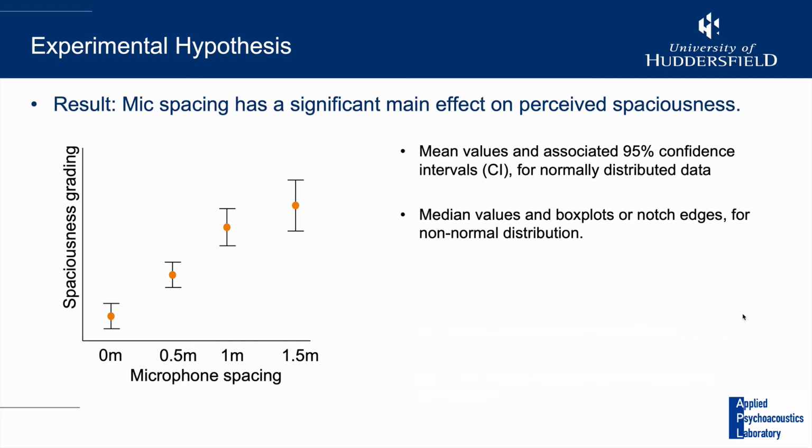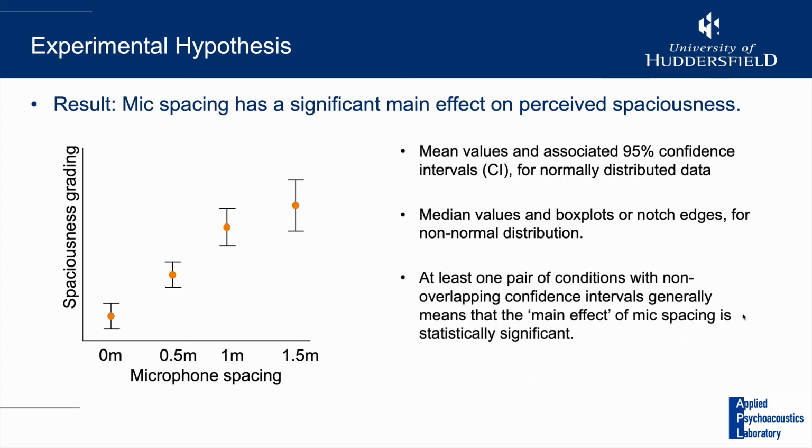The subject grades each condition either in an absolute or relative comparison manner, and we can firstly visually inspect the data using the average values or error bars. In case of normally distributed data, we use mean values and 95% confidence intervals. But if the data are not normally distributed, then median and box plots or notch edges should be plotted instead of means and 95% confidence interval. If at least one pair of conditions has non-overlapping confidence intervals, it generally means that the main effect of microphone spacing is statistically significant, but this should be verified by appropriate statistical analysis methods.